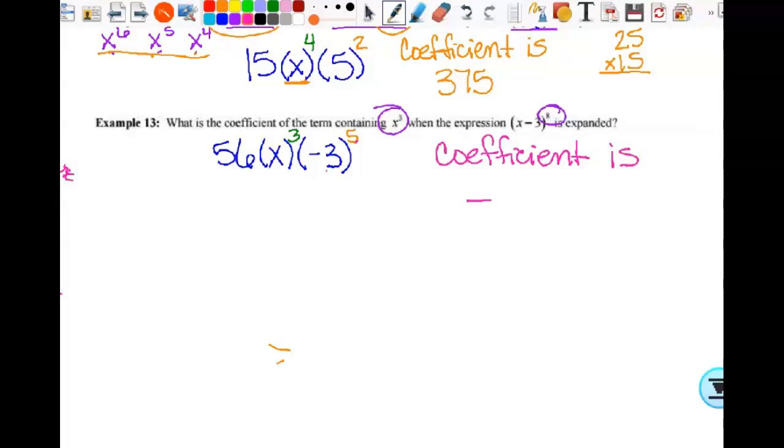What? It's 243 to get that. Yeah. Oh, yeah, because 3 times 8 is not 27. It's 24. So you end up with 243 times 56, right?